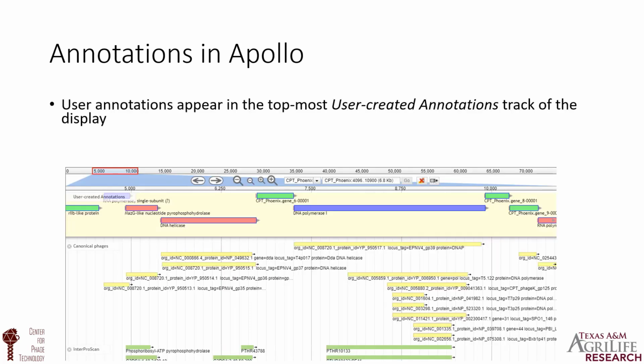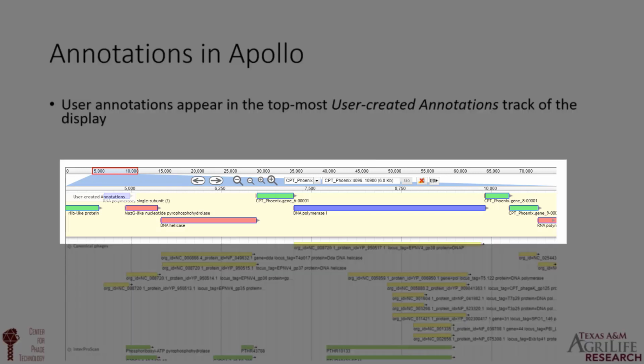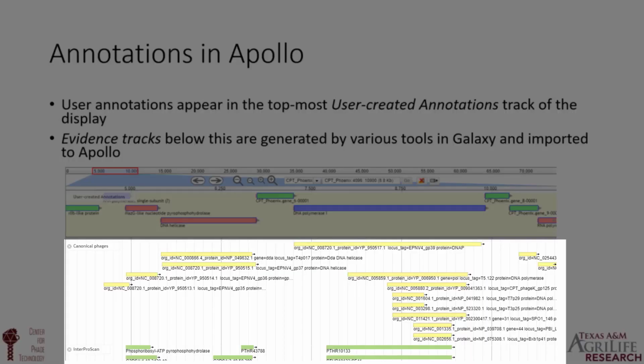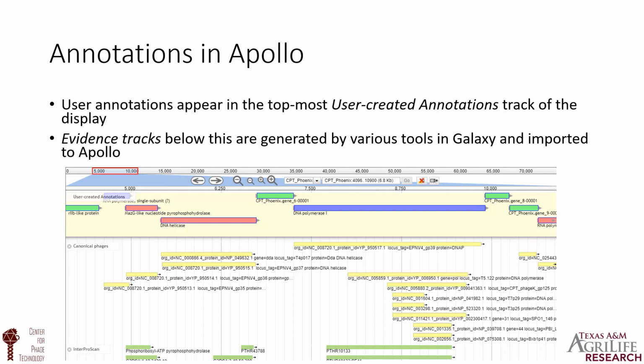The user annotations in Apollo appear at the top of the user-created annotations track of display, shown in yellow. This top bar is the only track that is actually editable by the user in Apollo. Evidence tracks, which are in the white field below, are generated by various tools in Galaxy, and they are imported into Apollo via the Galaxy-Apollo Bridge. Each organism has only a single user-created annotations track, but it can have an unlimited number of evidence tracks below it, which can display the outputs of any kind of analysis that can be mapped onto a DNA sequence.